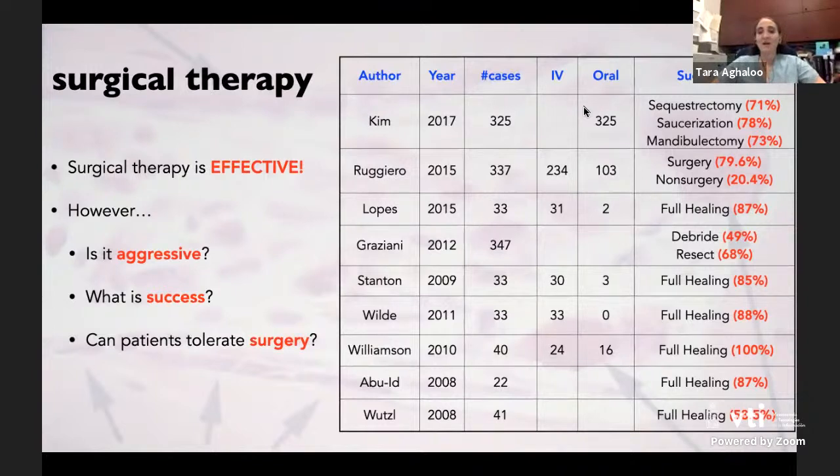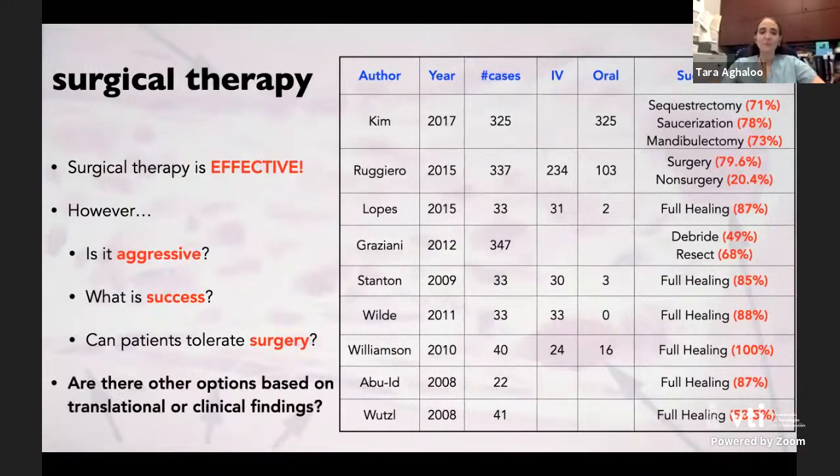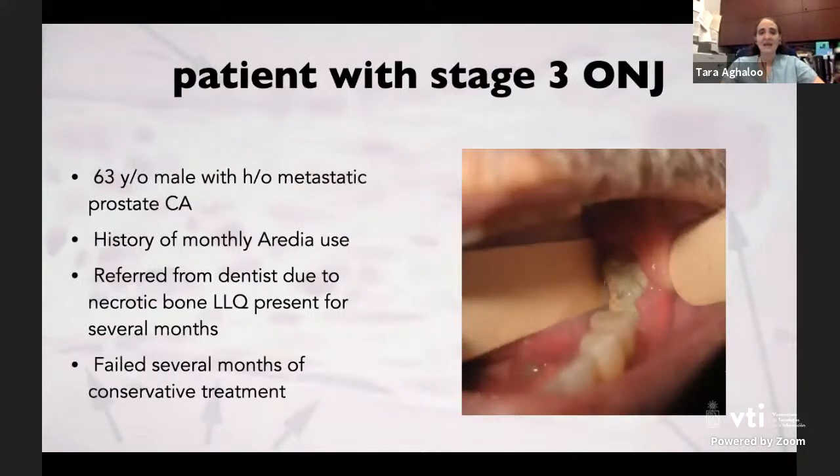And so I'm often thinking of, can my patients tolerate a surgical procedure? And so are there any other options? And of course, we're thinking about that and utilizing the research that we've done to try to think of how else we might be able to manage these patients. And of course, as I said, surgical therapy is effective.